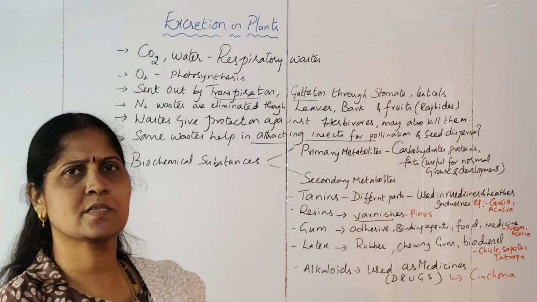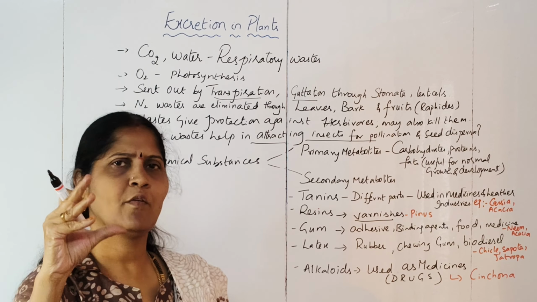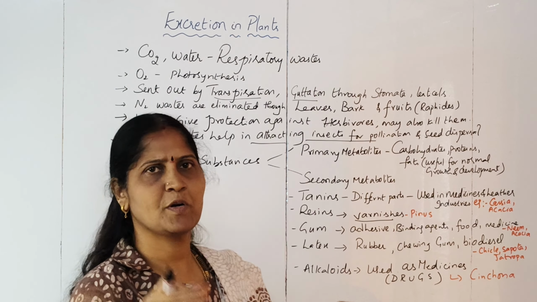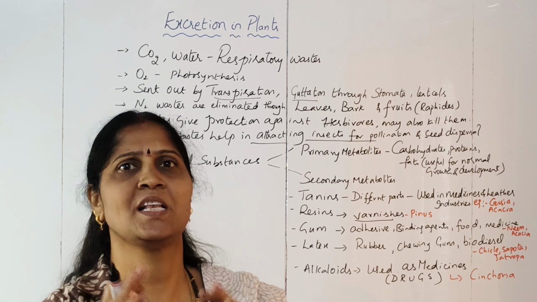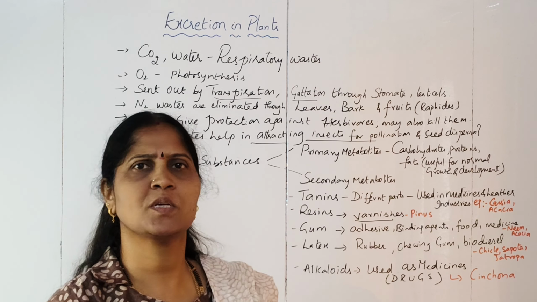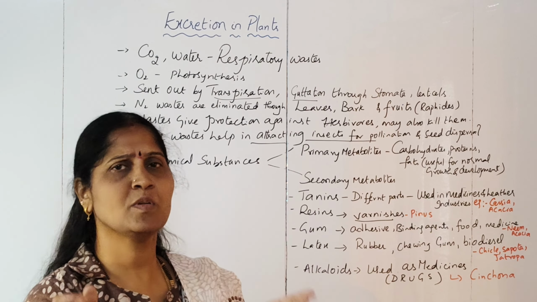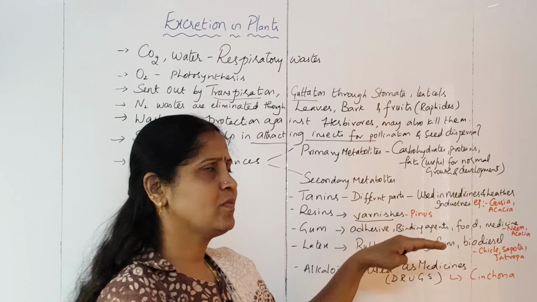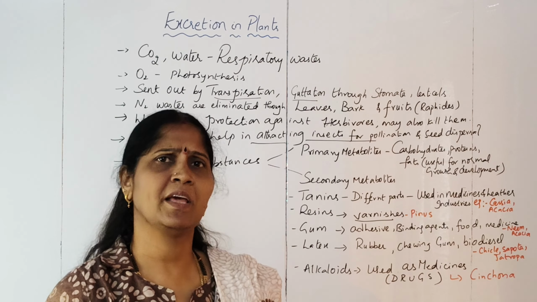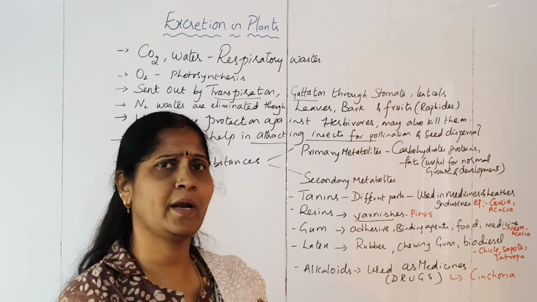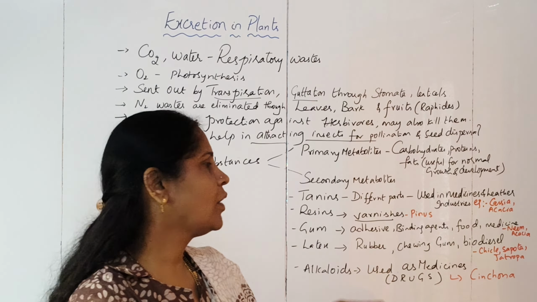Then next, talking about latex. Latex is a milky white substance that will ooze out from many of the plants. The latex that is produced by many of the plants is used in making rubber. The rubber plant is Hevea brasiliensis. In many of our houses we keep a croton plant, but rubber is made from Hevea brasiliensis. Next we have chewing gum. Regularly you might be chewing many different flavored gums. These chewing gums are also made out of the latex that is produced by plants like chicle, or from sapota.